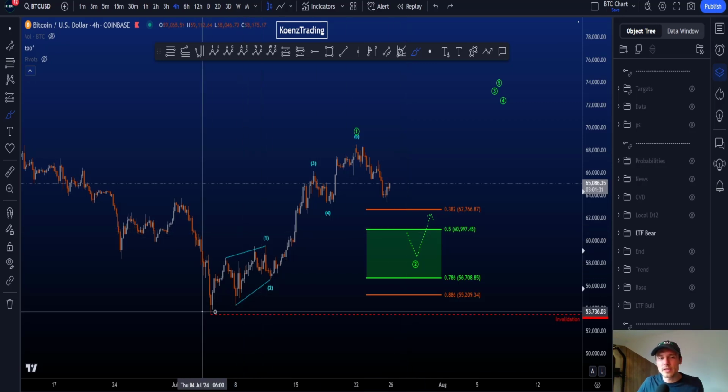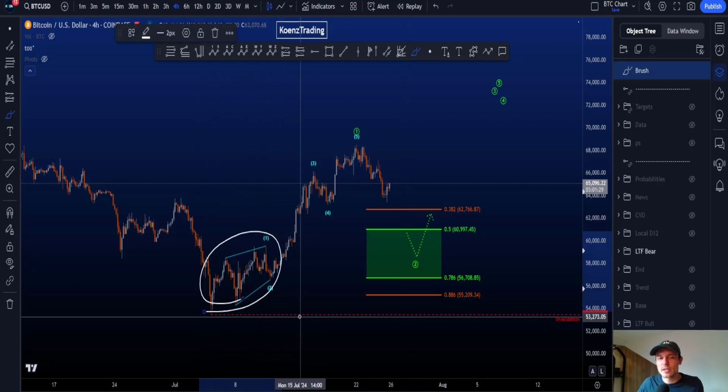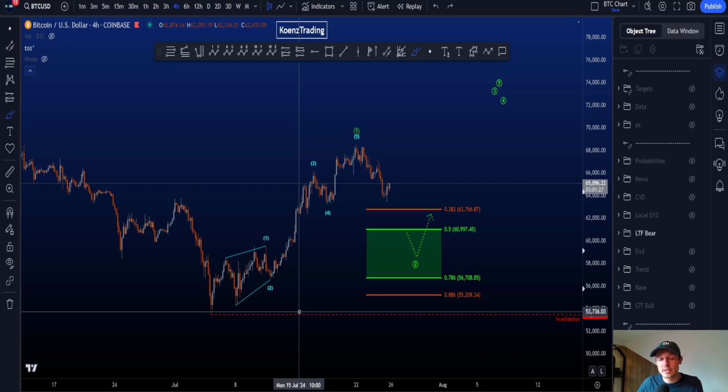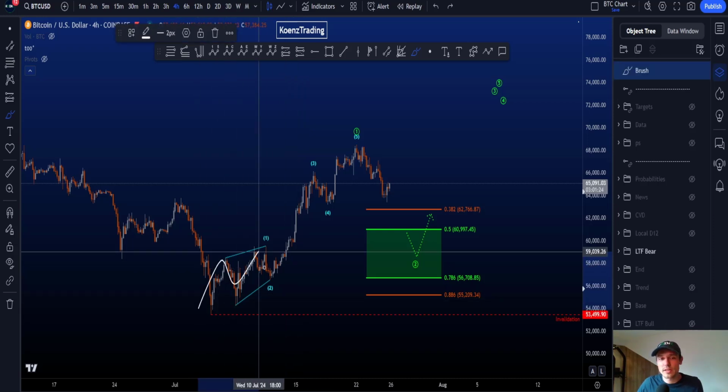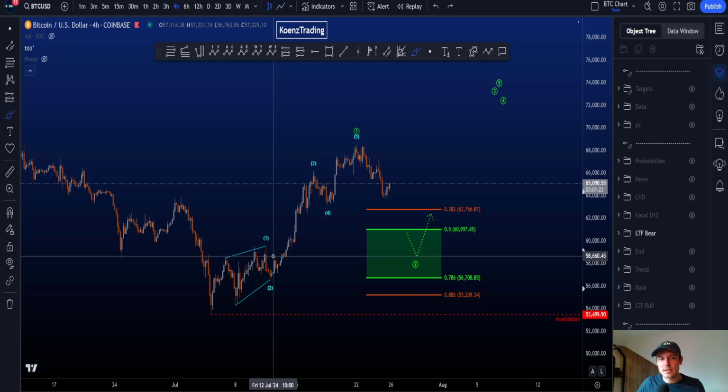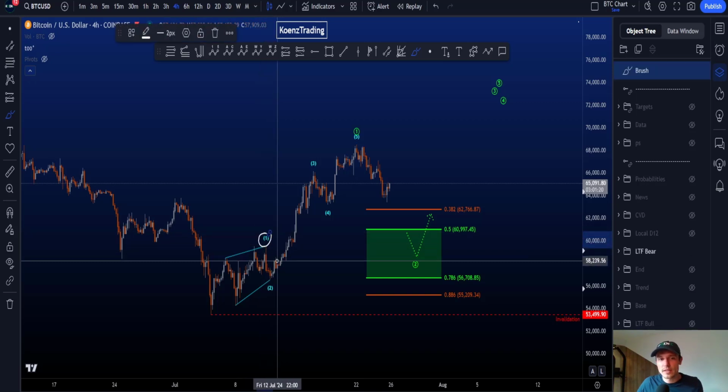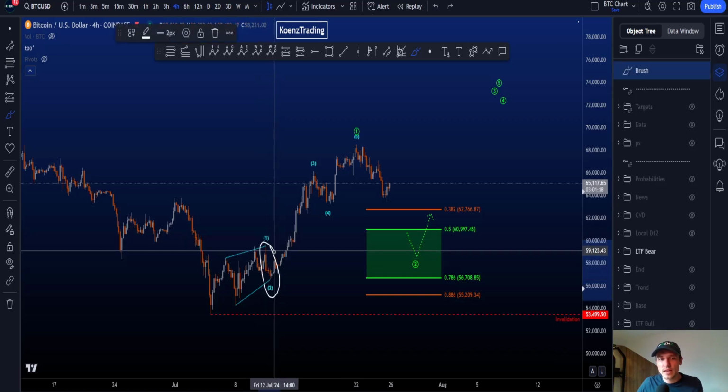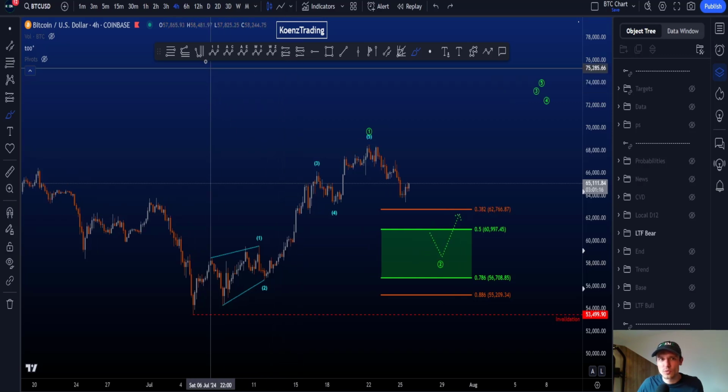And the reason is that we have a leading diagonal here in a wave 1, which has theoretically lower probabilities compared to a double 1, 2. In this leading diagonal over here, or after the leading diagonal, you have a wave 2 to the downside, which is very, very short in time.